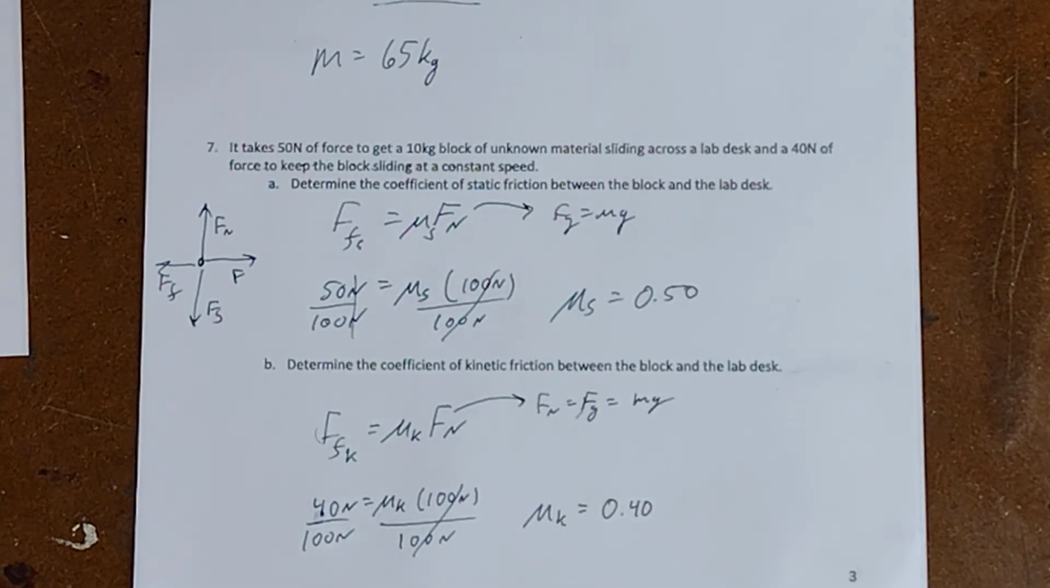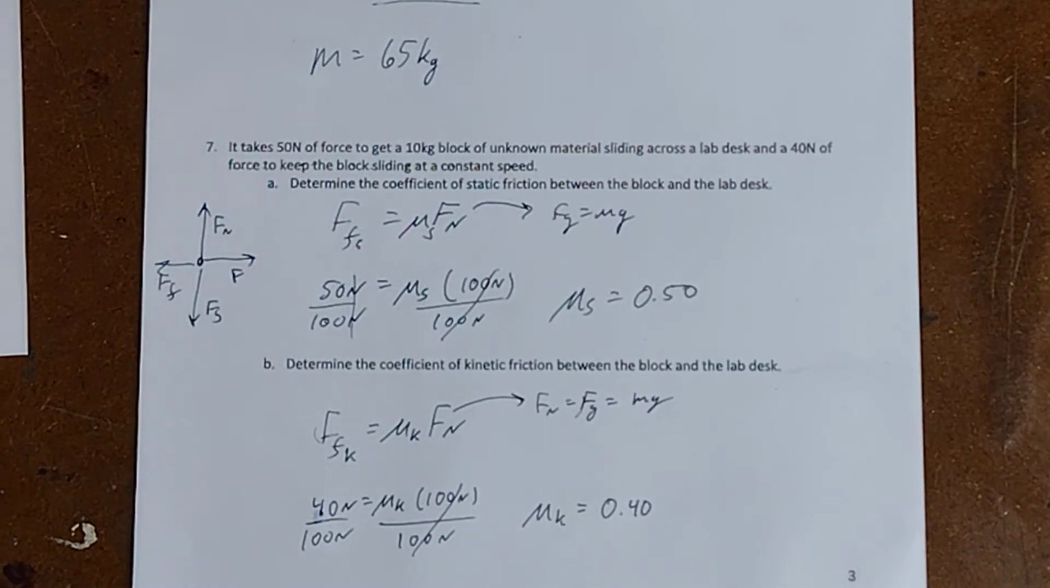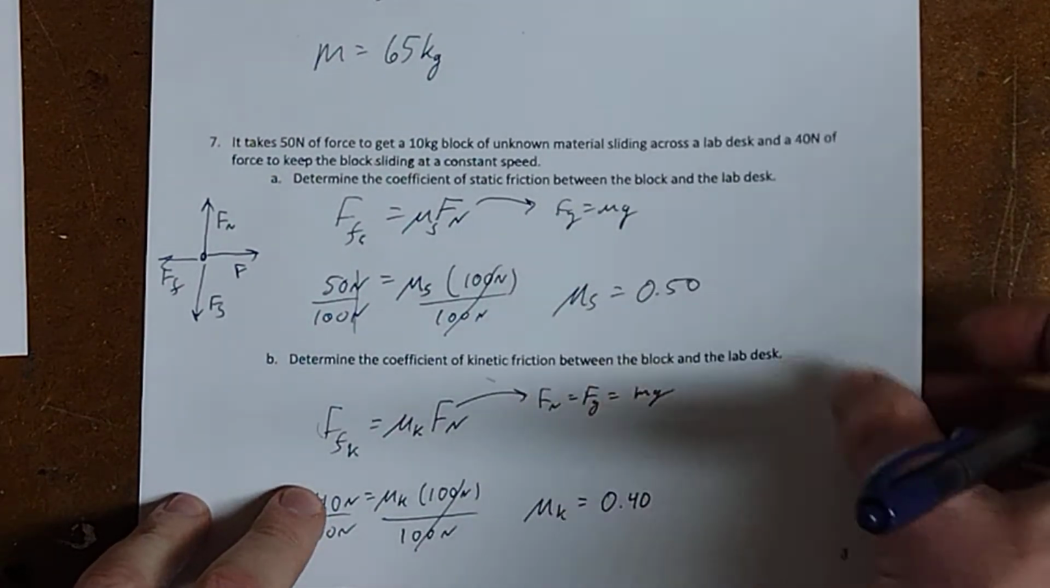All right, mu sub k equals 0.4. Good stuff. Very good question.